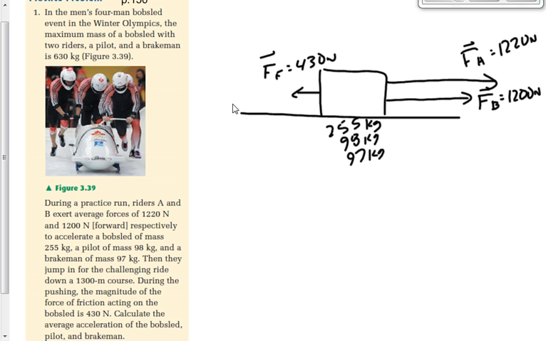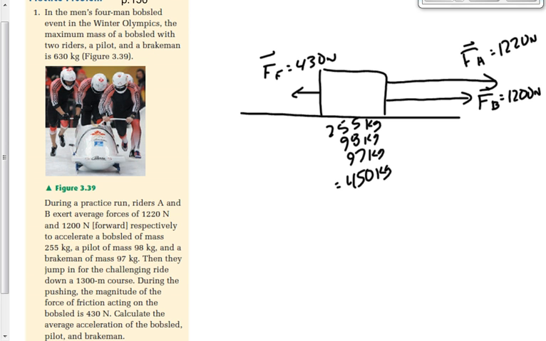So let's get the total mass here. 255 plus 98 plus 97 is going to give me, I believe, 450 kilograms. Yes, thank you. 450 kilograms wasn't a mistake. That was just a test, right, to see if you catch that. 450 kilograms is our total mass.